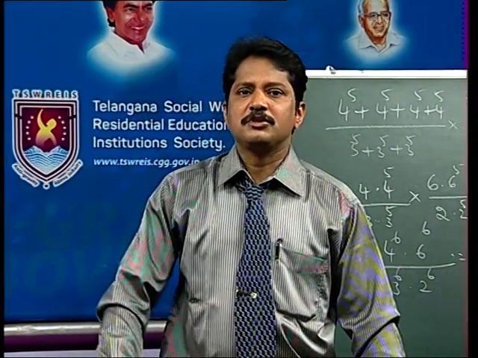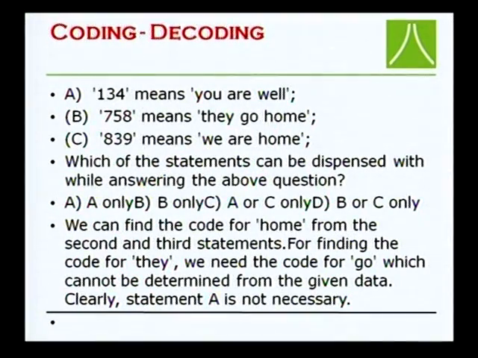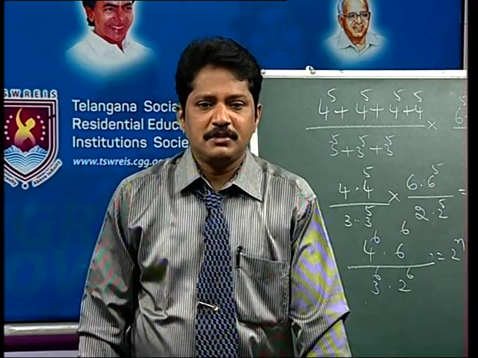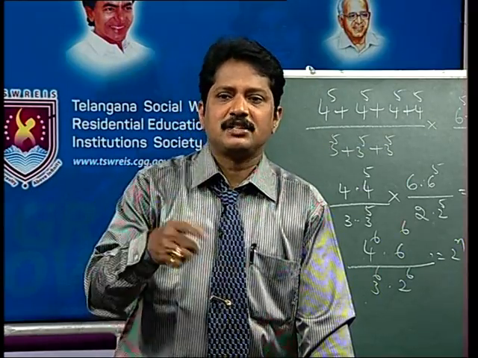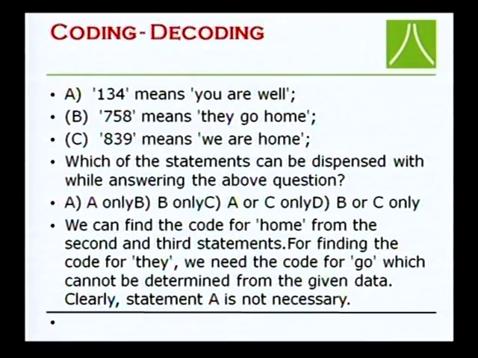Okay. And now coming to the next kind, which is called coding and decoding. This is very important. See children, in the SSA examination, generally they will decode your number, means they will take the total number and give some code number for it. So, if you see that 134 means you are well, 758 means they go home, 839 means we are home.